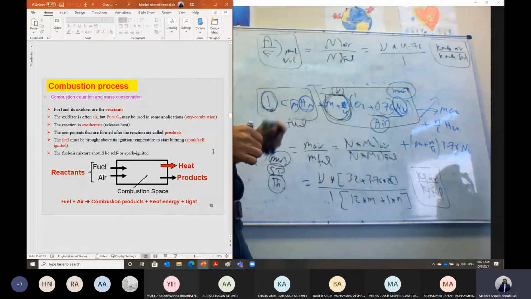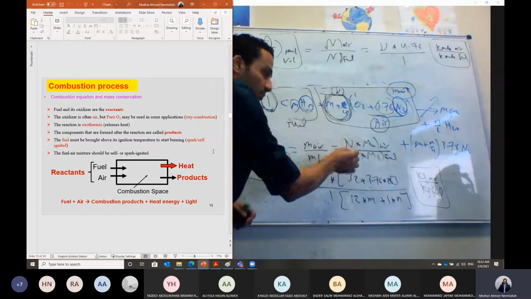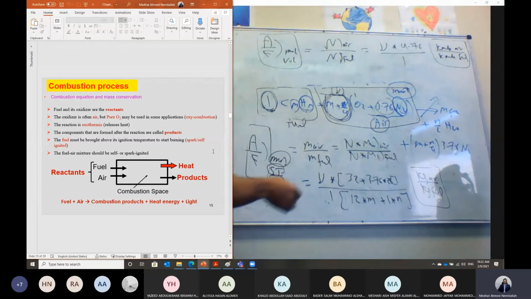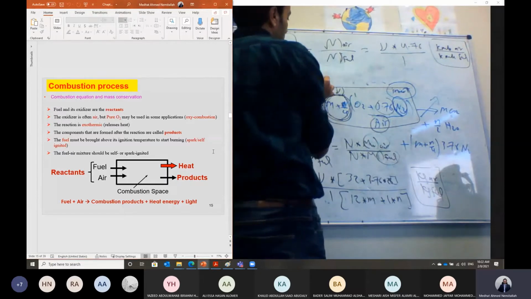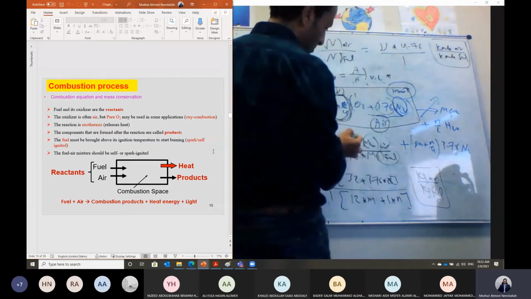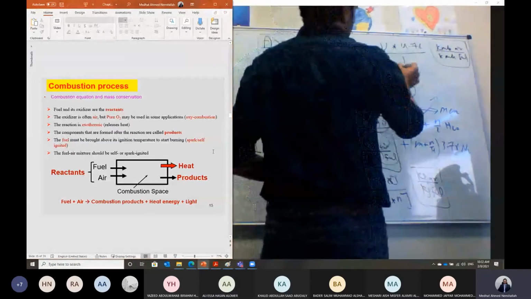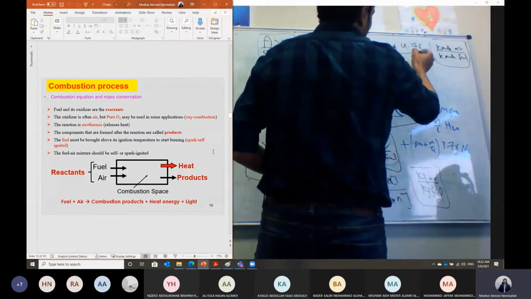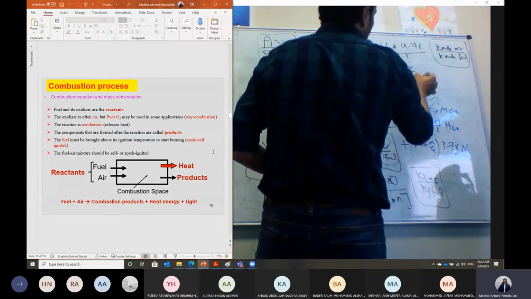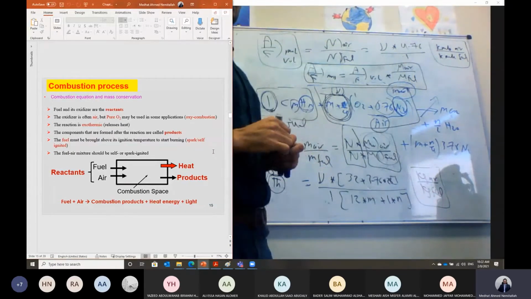ratio by volume. So what is the relationship between the air to fuel ratio by mass and the air to fuel ratio by volume? By mass is equal to number of moles multiplied by the molecular weight. So the difference here is the molecular weight. The air to fuel ratio by mass is equal to the air to fuel ratio by volume, which is the number of moles, multiplied by the molecular weight of air divided by the molecular weight of the fuel. And this is the relation between the air to fuel ratio by mass and the air to fuel ratio by volume.